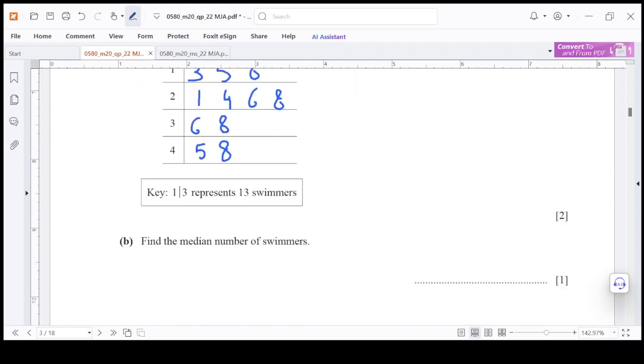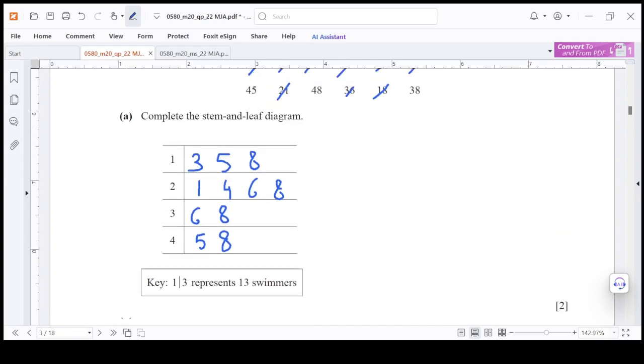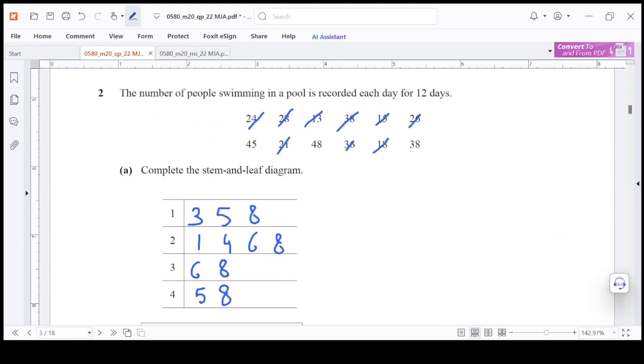In the next part, we have to find the median number of swimmers. Median is the value in the middle after arranging the data in ascending order. The data here is already in ascending order. We just need to find the value in the middle. So I'm going to cut these two values, cut these two values, cut these two, cut these two, and cut these two. That gives me the middle value, which is 26.